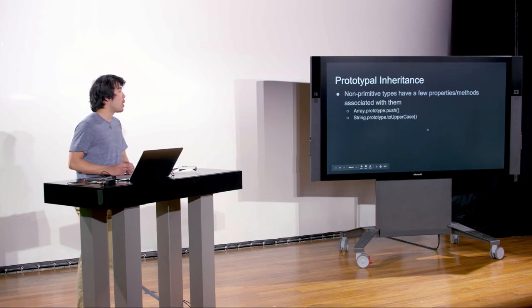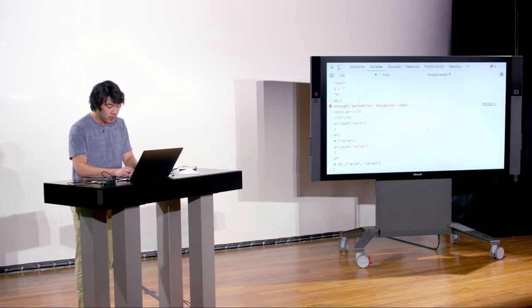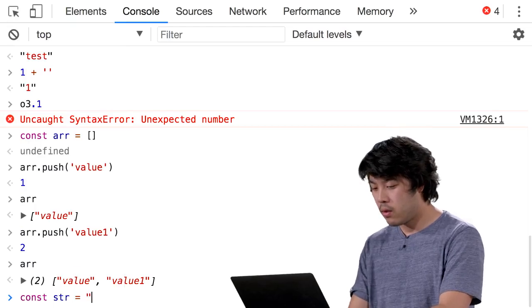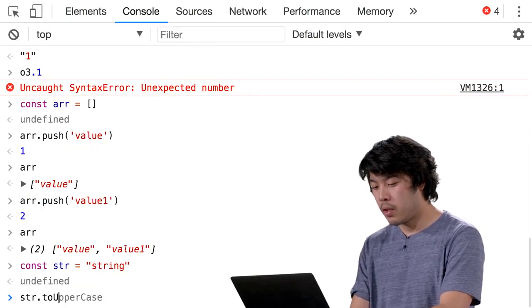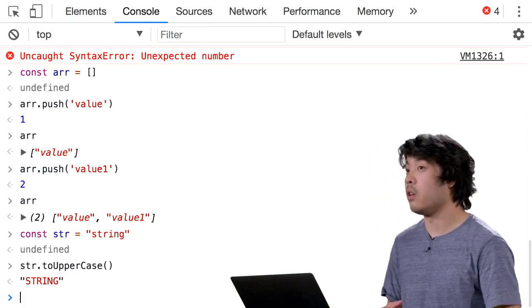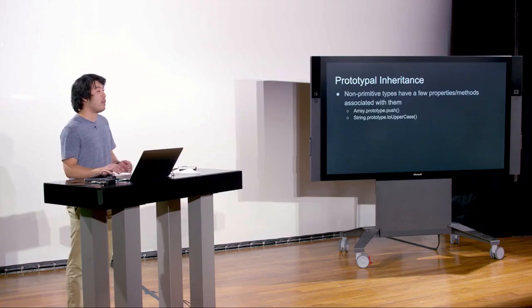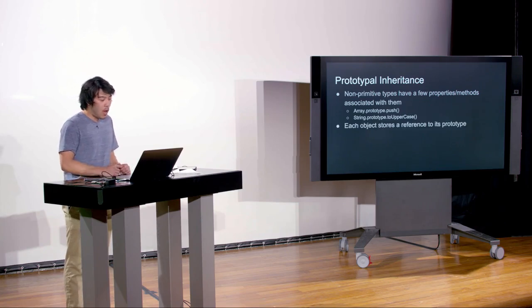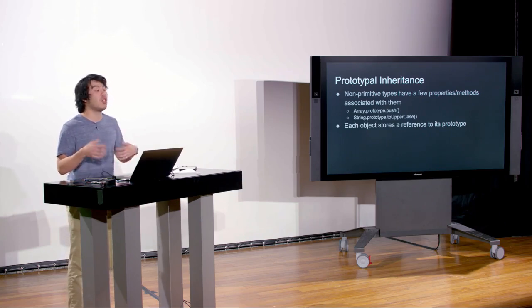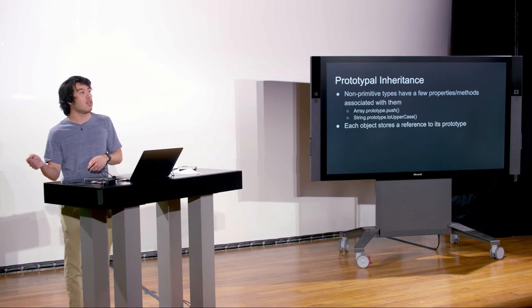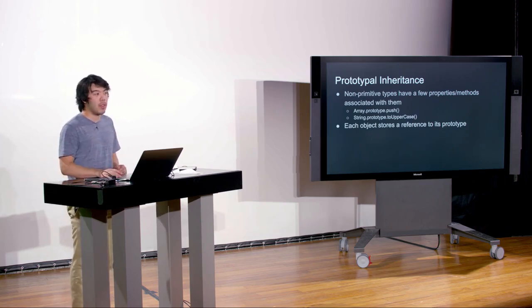Another one would be like String.prototype.toUpperCase. So say we were to have some string, we did str.toUpperCase. Now we're left with a new string with all uppercase. So these are just functions that we can invoke on any non-primitive that gives us something else that is available to all non-primitives of a given type. So each object stores a reference to its prototype, meaning it knows about all of these methods, and it stores a reference to that object in order to know where the code to actually run these methods lies.